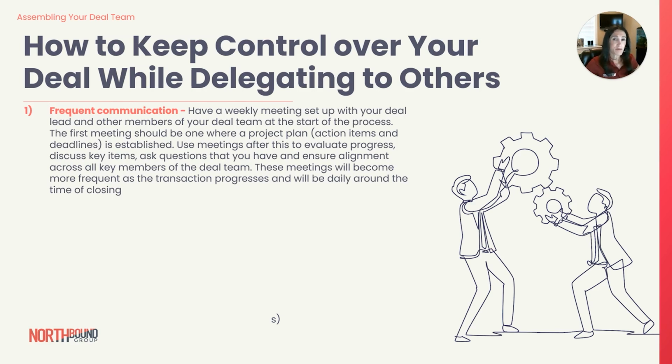The first meeting should be where you actually put a project plan into place, get some action items jotted down with some deadlines established. And the meetings thereafter should be to evaluate the progress that you've discussed from the prior meeting, as well as anything that's happened in between the meetings.